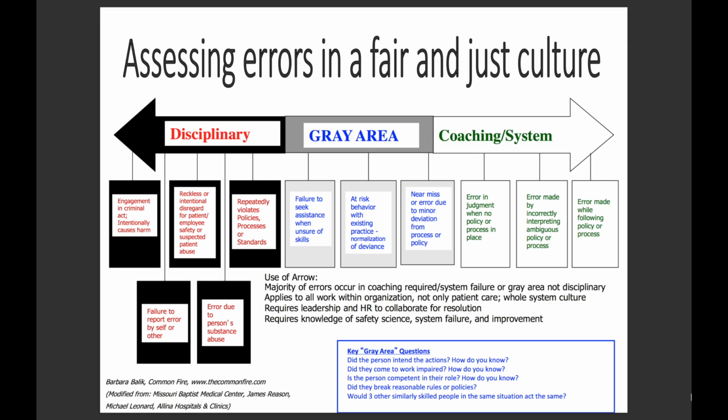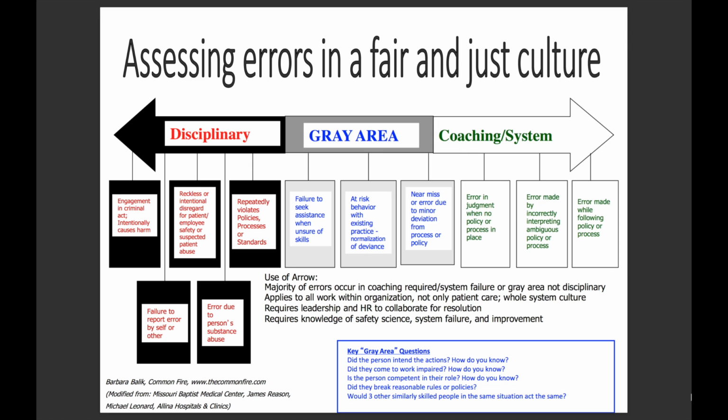In the case of this night on the OB unit, this was a coaching and system improvement opportunity. In the case that I described, we realized that the staffing levels were not staffed to be able to tolerate a surge in patient volume. And that led to a whole reorganization of the way that the OB unit was operated. And Joe participated in that reorganization. And now we have a safer underlying system.